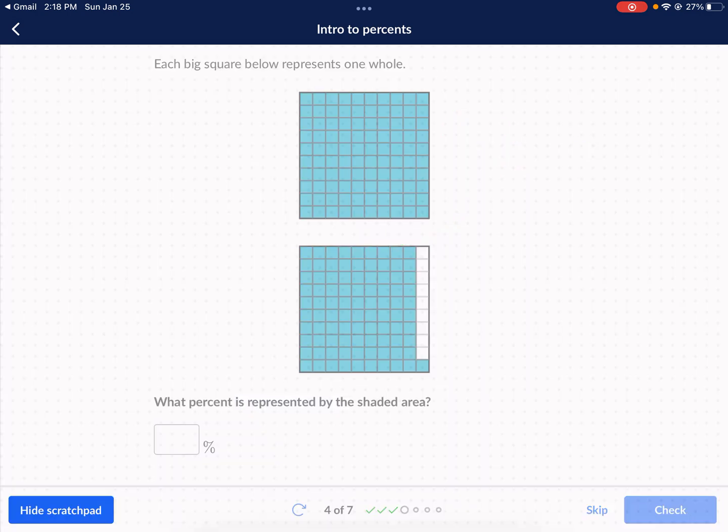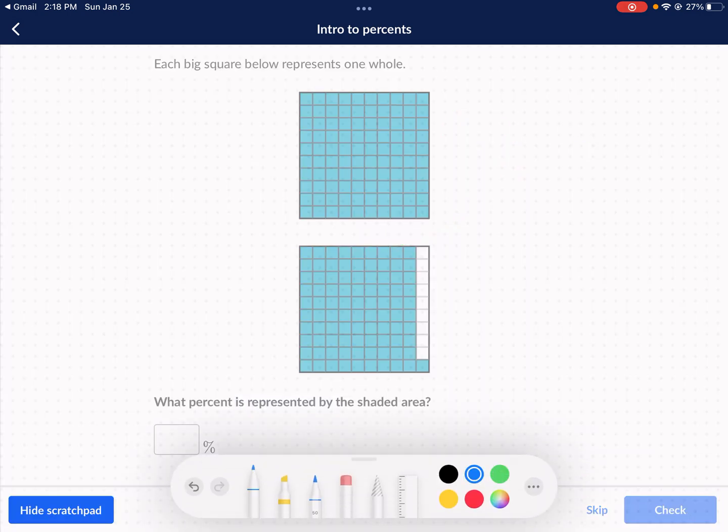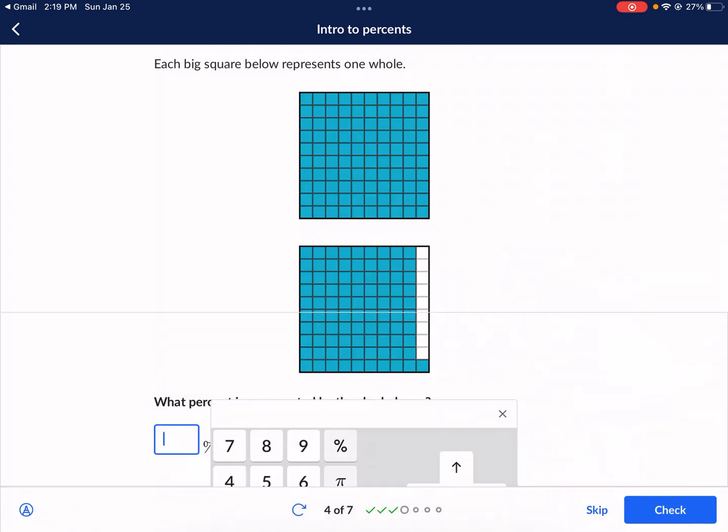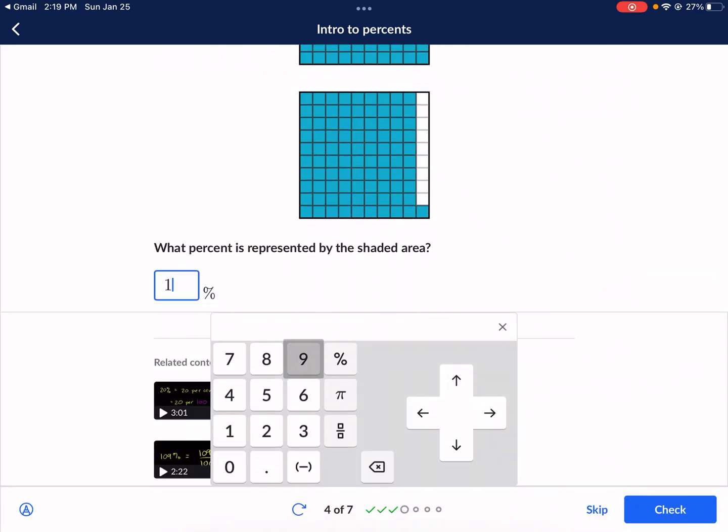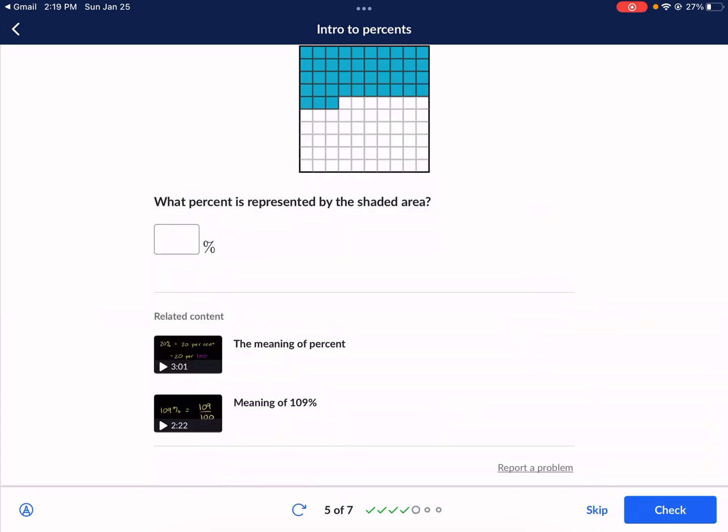Okay, so the top one is 100 that are filled in, and this one is 91 that are filled in. And I'm just noticing that because there's 9 that are not. So if I do 100 plus 91, that's 191. Out of hundredths, 191% is my answer. Check my answer. On to the next one.